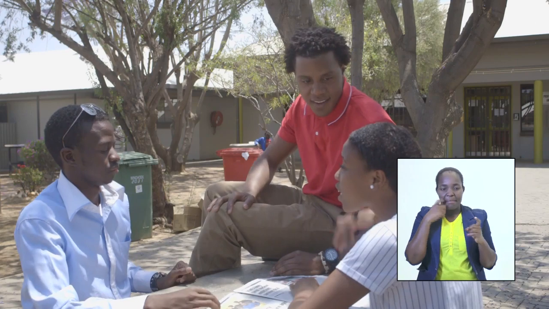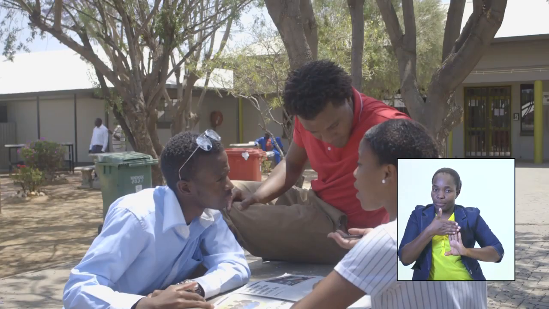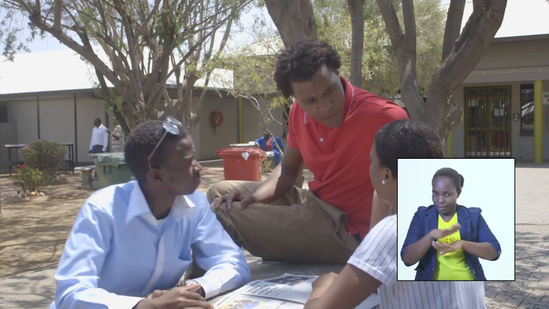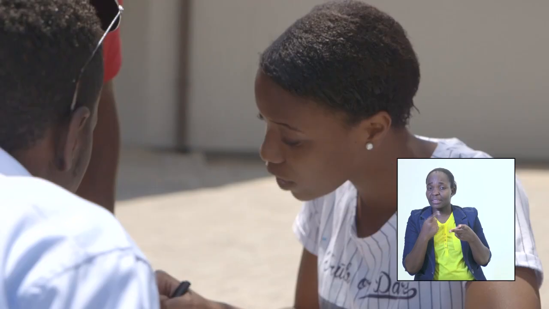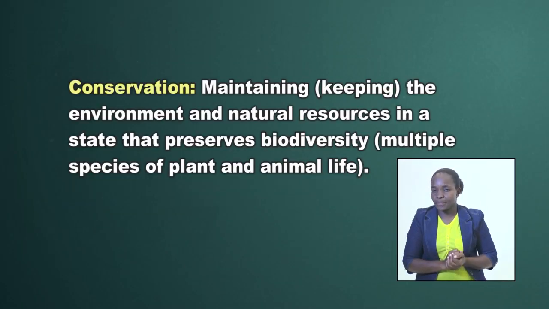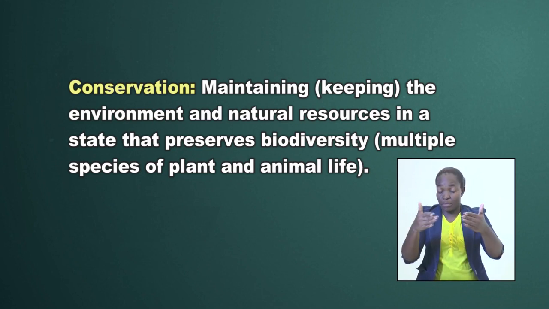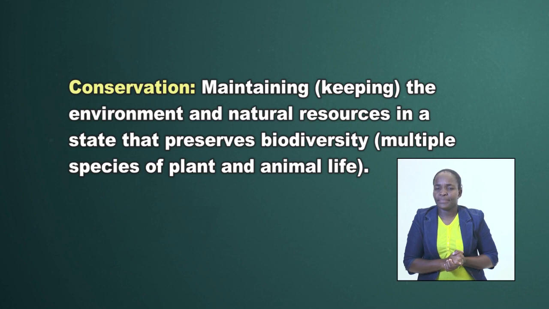No, right? John, look. It says he's here to help protect wildlife, especially that of the black rhino, which is on the verge of extinction. Wait, look. It also gives a clear description of what conservation is. Conservation is a process of maintaining the environment and natural resources in a state that maintains biodiversity.